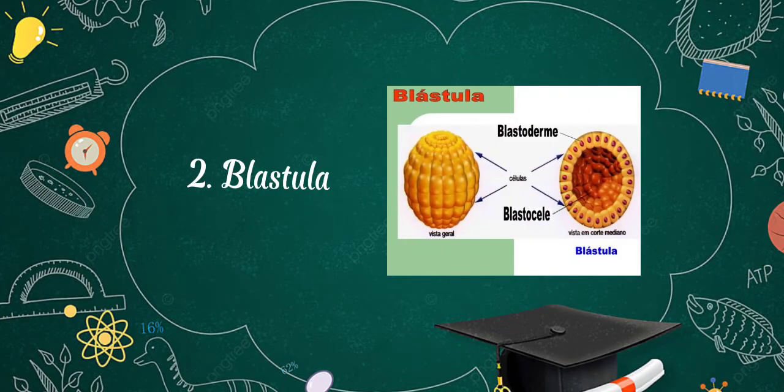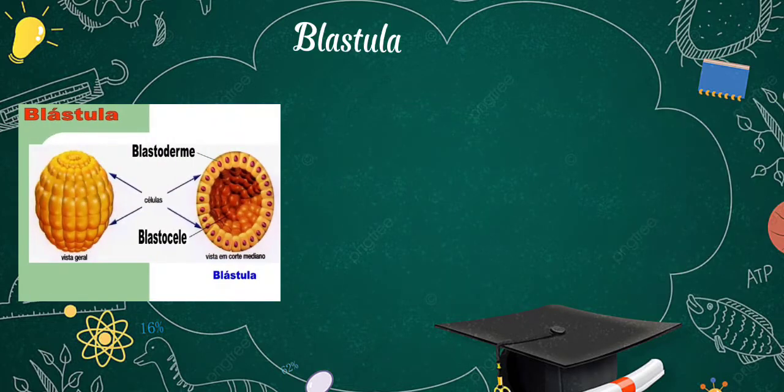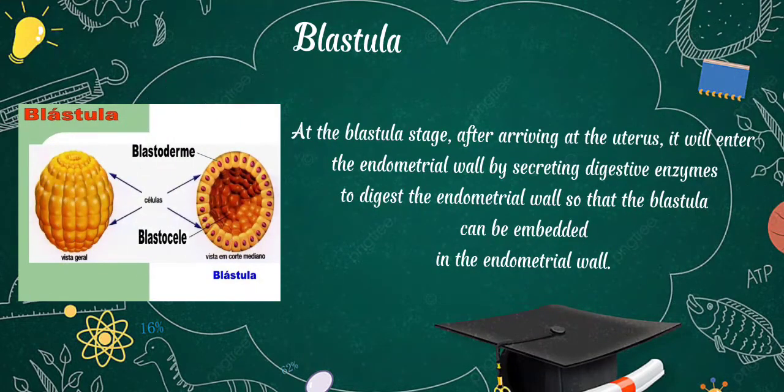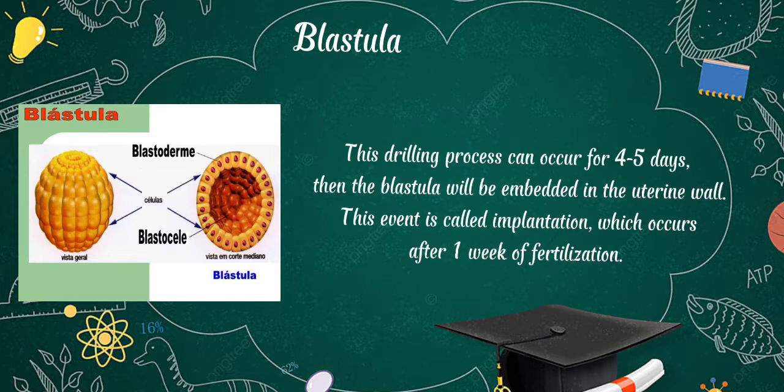The second, blastula. At the blastula stage, after arriving at the uterus, it will enter the endometrial wall by secreting digestive enzymes to digest the endometrial wall so that the blastula can be embedded in the endometrial wall. This drilling process can occur for 4 to 5 days. The blastula will be embedded in the uterine wall.